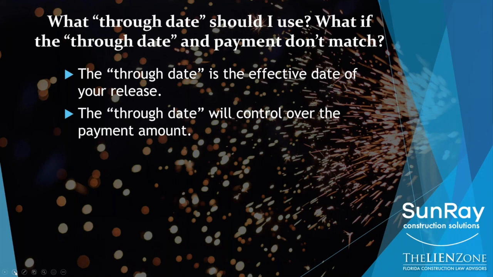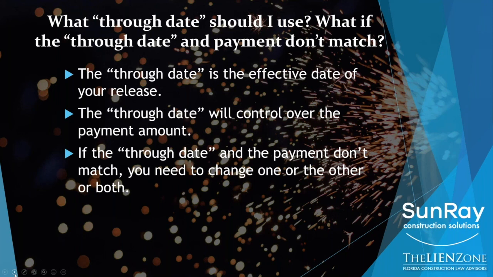They say, well, I'm expecting 50,000. They only gave me 30,000 through the end of the month. So I can just carry that $20,000 over to the next month. That is not the case if what you have done is signed a release to the end of the month in exchange for a $30,000 instead of a $50,000 check. If you have done that, what you've done is you've given up $50,000 worth of your rights in exchange for $30,000. So just know that the through date of the release is always going to control over the amount of the payment you actually receive.